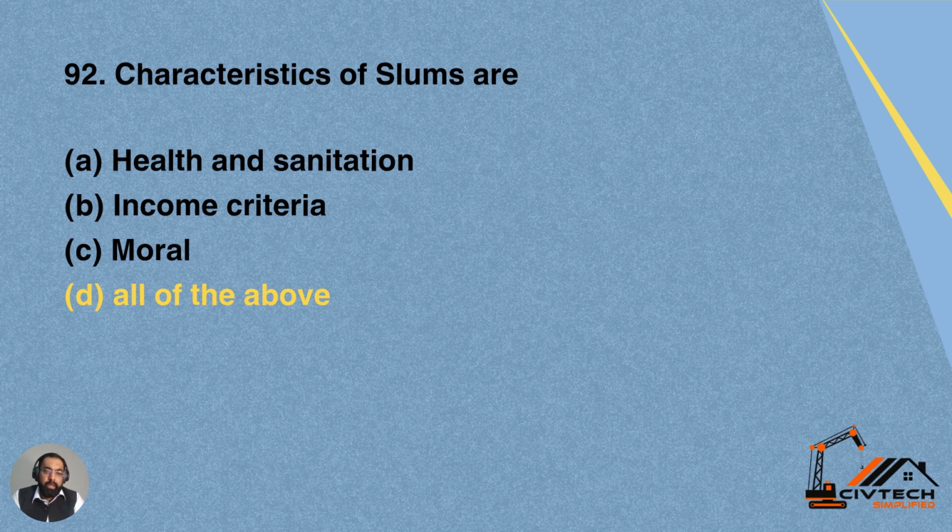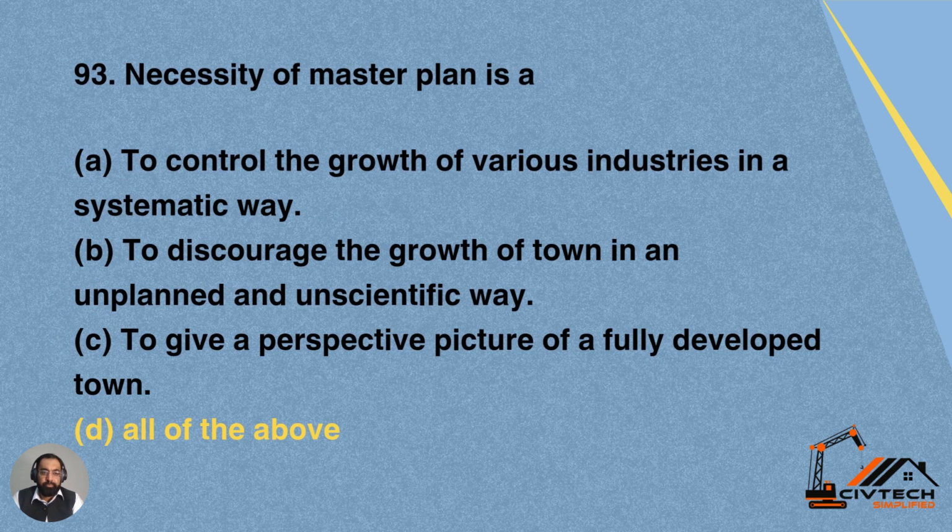Characteristics of slums are: number A, health and sanitation; B, income criteria; C, moral; D, all of the above. So all of the above are considered as the characteristics for considering a place to be a slum. So health and sanitation of that area will be observed and categorized. Then income level of those households as well as moral. So A, B, and C all are correct. Option D is correct for this question.